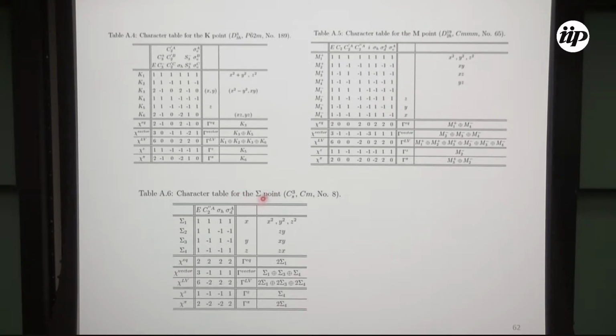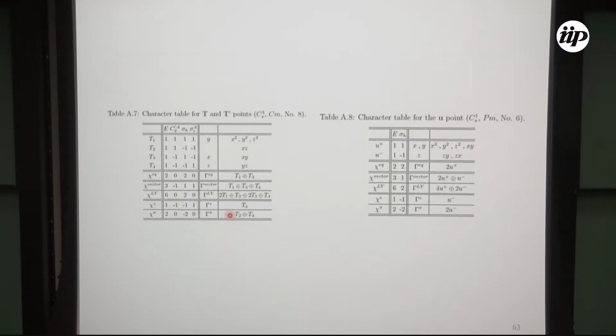Sigma point also has CS symmetry. You just have a C2 axis, sigma horizontal, and a vertical mirror. And then you go down with the symmetry until you go to the U point, which is any point inside of the Brillouin zone, which has two basic symmetries: the identity and the horizontal mirror, okay? So you go down with the symmetry, and you have to understand the phase factors for these guys.